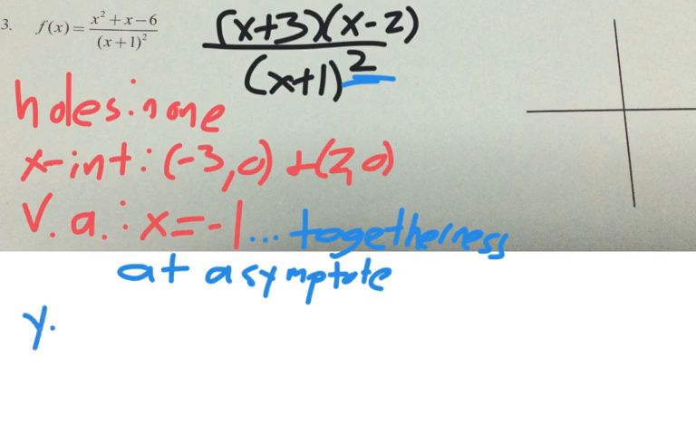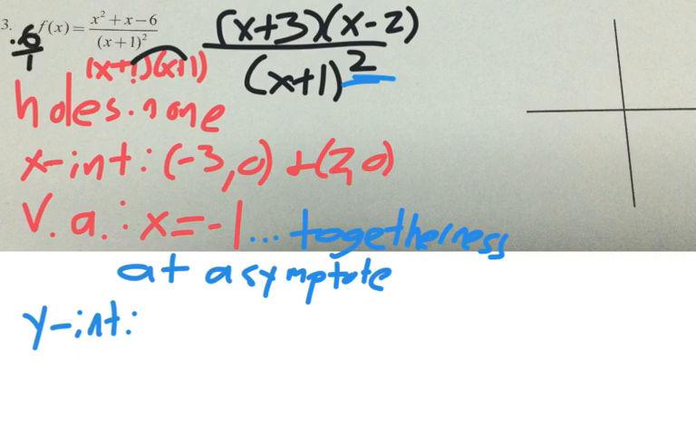Okay, next thing I'm looking for is the y-intercept. So you could think about, I would distribute the denominator out. So the denominator would be x plus 1 times x plus 1. So the constant term would come from multiplying 1 by 1, which is 1. So the denominator is 1. And then the constant in the numerator is -6. So my y-intercept is at 0, -6.